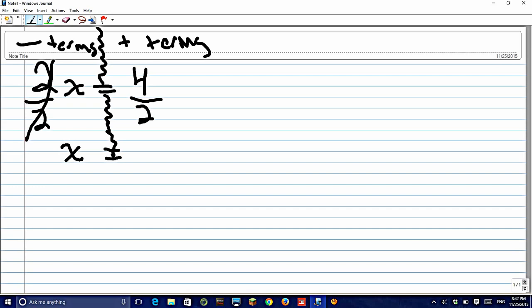So you have 4 divided by 2, which is equal to 2. And now we have x by itself. And when you have x by itself, it's basically like saying congratulations, you solved the equation. Woohoo! So now we solved this equation.